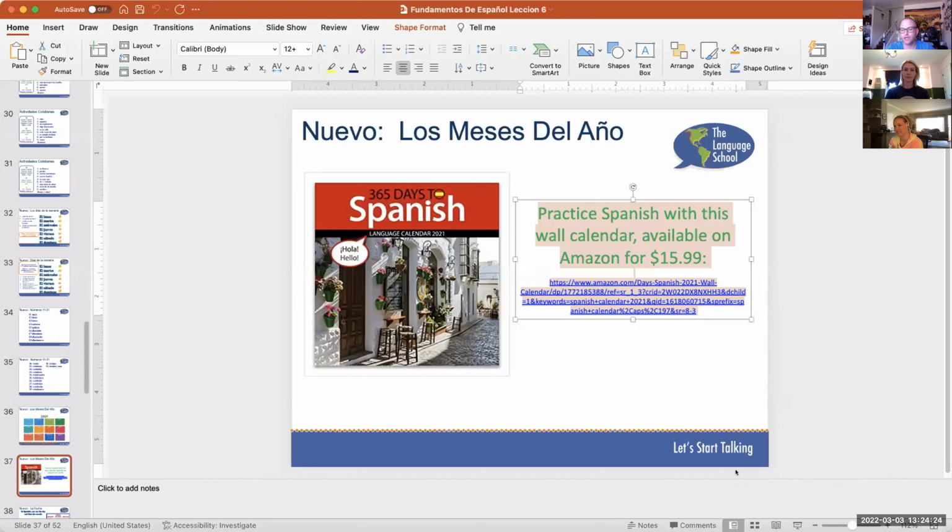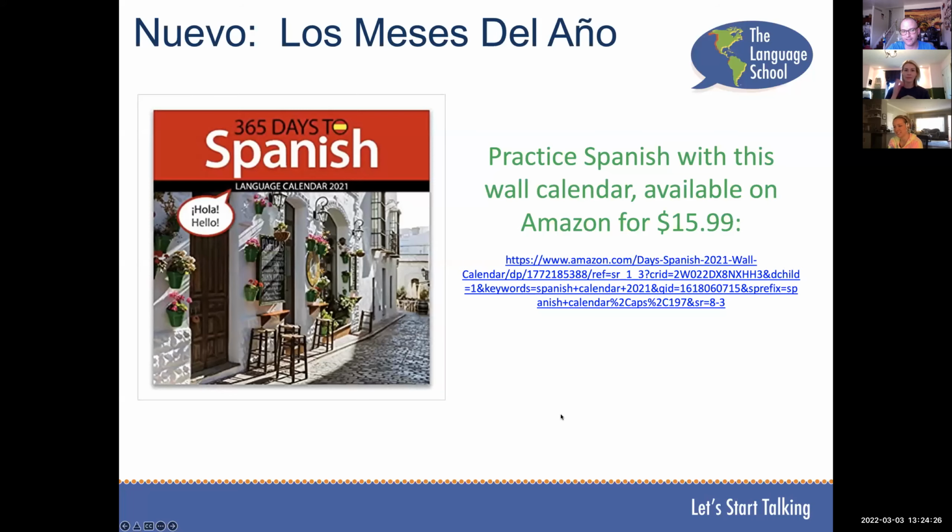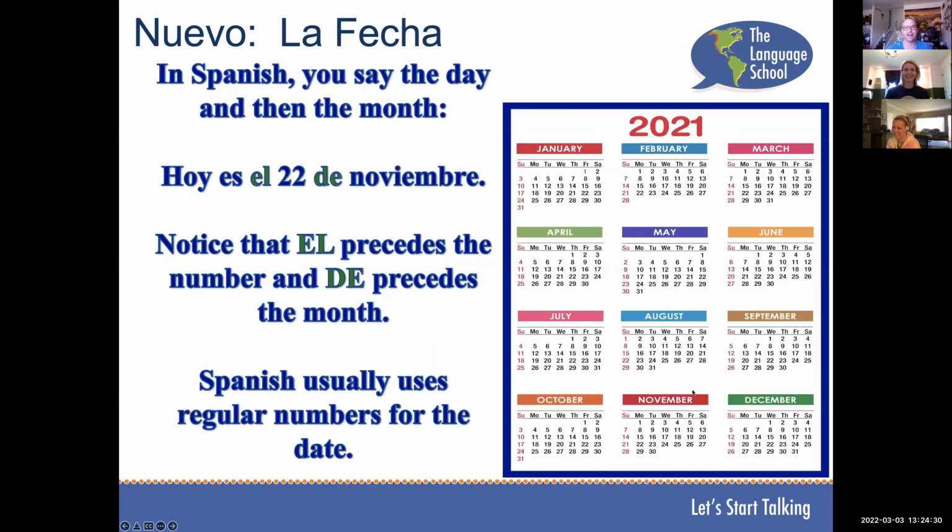And that's why I like this calendar as well. So get it if you want to, you don't have to get it, but I highly recommend it. And it's kind of fun, and I like the pictures in it. It'll inspire you to go travel in the Spanish-speaking world for sure.